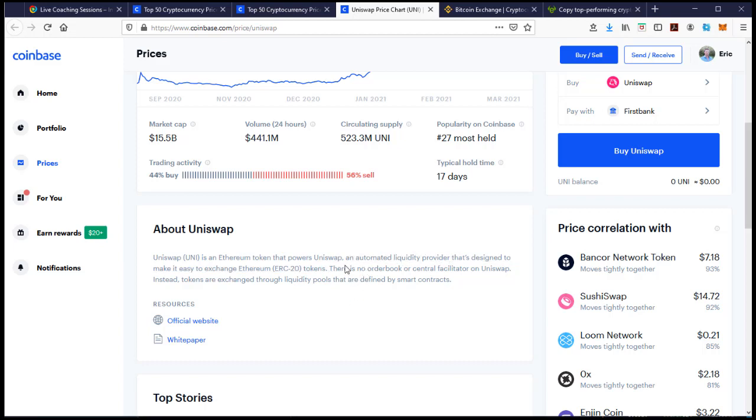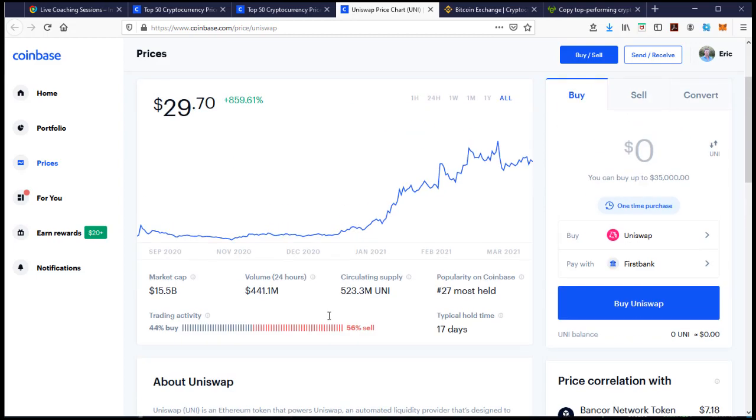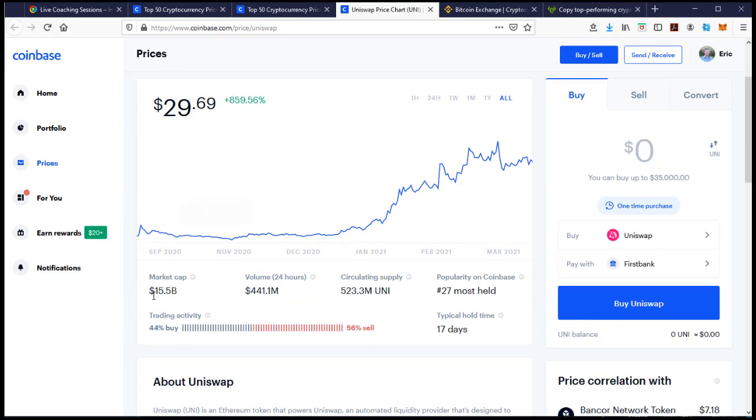Okay? It's an automated liquidity provider that's designed to make it easy to exchange Ethereum tokens. Remember, I already talked about Ethereum. Ethereum is currently the most useful. In other words, the cryptocurrency that is most able to be used for actual things like creating applications and pieces of art and just all kinds of things. More things than I can even think of right now. But Ethereum is used for so many things. Well, Uniswap is made to make it easy to exchange Ethereum tokens. Therefore, Uniswap should be very useful. And that's why the price of it has gone from a few dollars to over $30 in a matter of just a few months. So people have made millions of dollars on this. It's got a market cap of $15.5 billion currently.